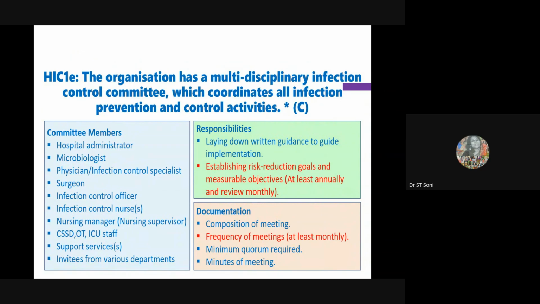Even though we lay down our manual, it will not be implemented by itself. So we need to have 2 core components. One is laying down a multidisciplinary infection prevention and control committee and an infection prevention and control team. The committee is mostly led by the chief of the hospital or medical superintendent. The microbiologist or infectious disease specialist is considered a key person, the member secretary. All clinical representatives should be there. Infection control officer, infection control nurse and nursing representative should be there. Someone from the CSSD, OT and ICU should be present.